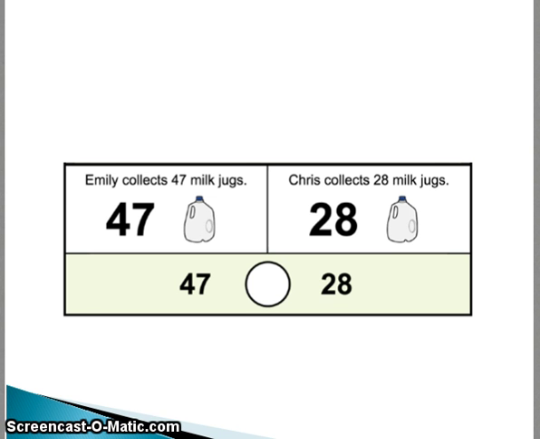All right, our next example, Emily collects 47 milk jugs. Chris collects 28 milk jugs. 47 is bigger than 28. 47 is greater than 28. So remember, we're going to have that alligator eating the biggest number. So we're going to face that biggest side of our symbol towards the 47.